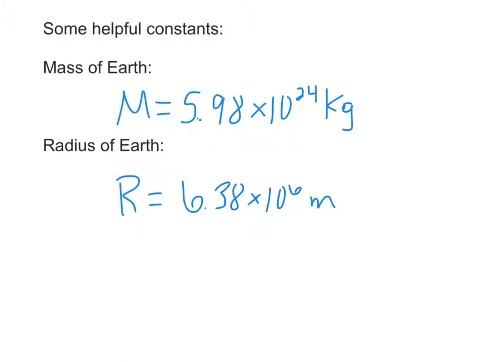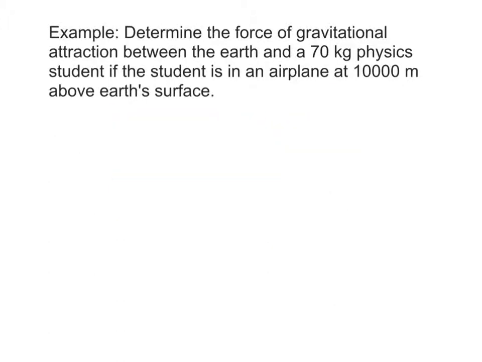Okay, so let's skip to the examples. First example tells us to determine the force of gravitational attraction between the Earth and a 70-kilogram physics student if the student is in an airplane at 10,000 meters above the Earth's surface. So what we have here, here's the Earth's surface. They're in a plane. Obviously, this is not drawn to scale. And they're flying around the Earth.